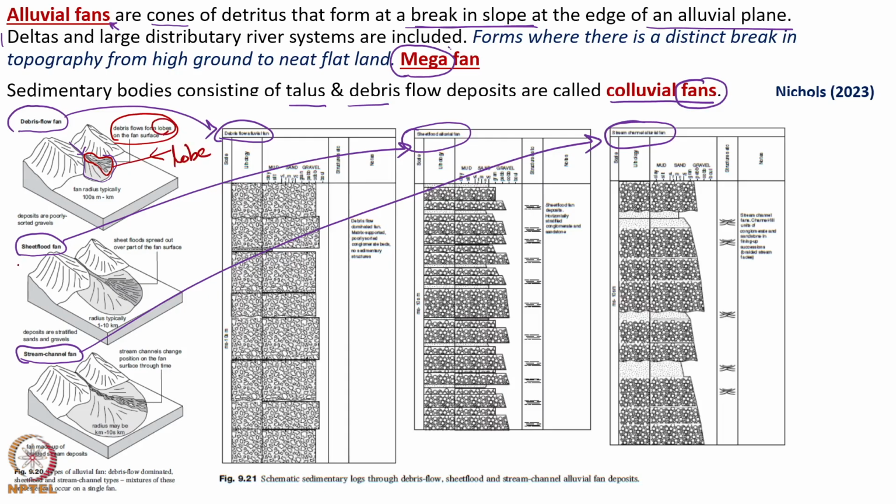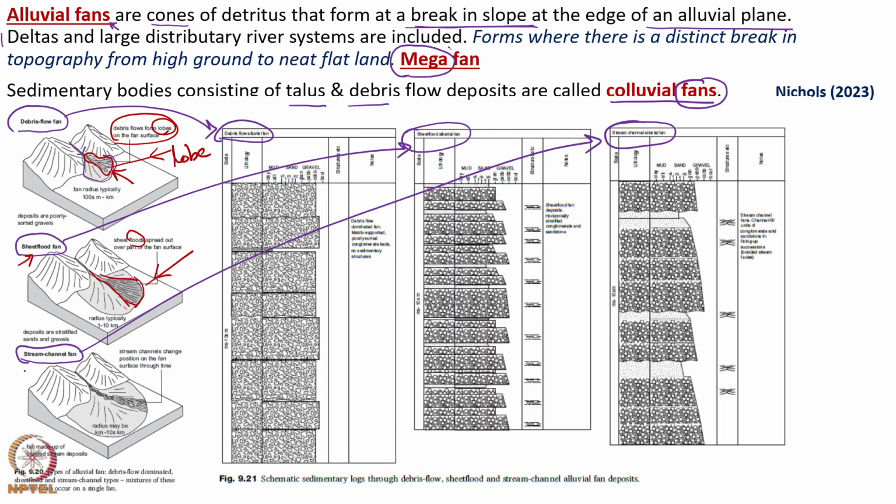What happens in the case of a sheet flood fan? The sheet floods spread out over part of the fan surface. So a sheet geometry can be found, and clearly it is more spread out. That is why the term flood has been used. It floods and spreads over a large area. Compare this area of spread with that of the debris flow fan; the spread is much more.